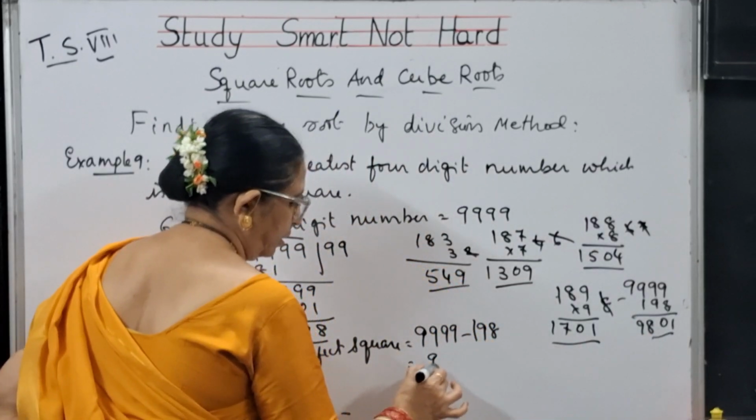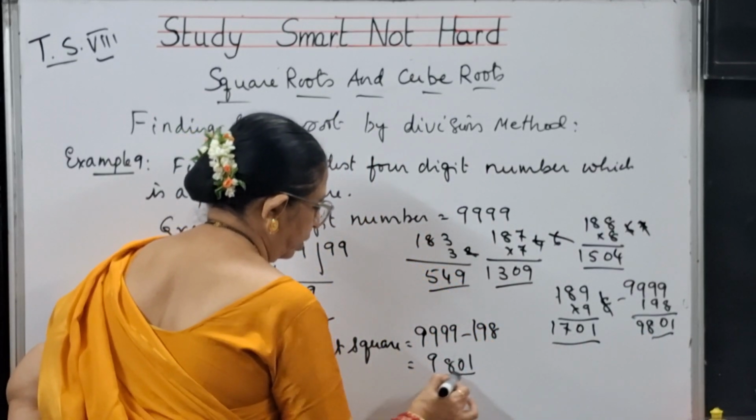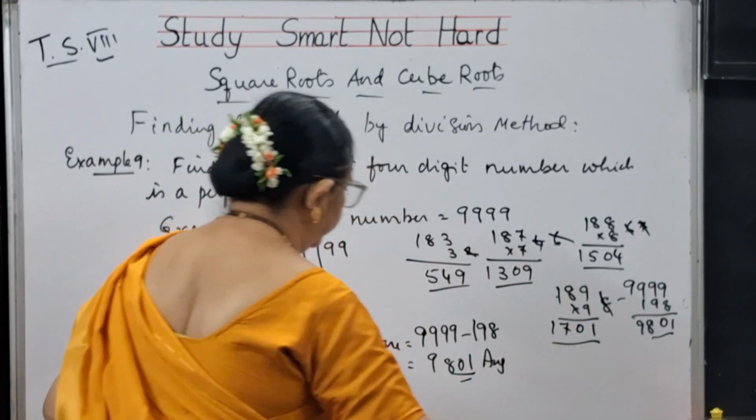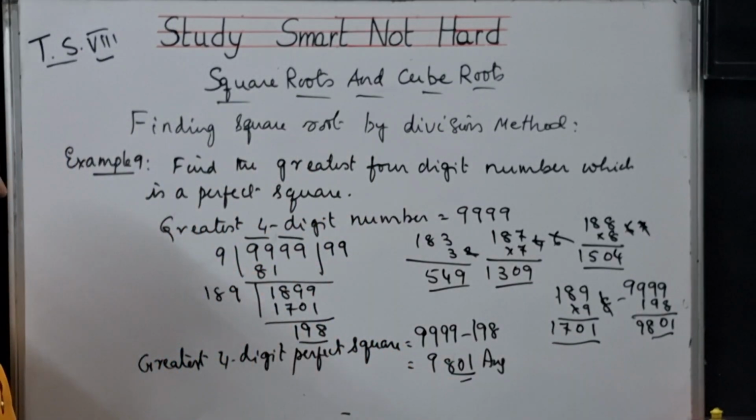So 9801 is the answer. This is the greatest 4-digit number, children, which is a perfect square. I hope I am clear with this example. Some children, please note it down.